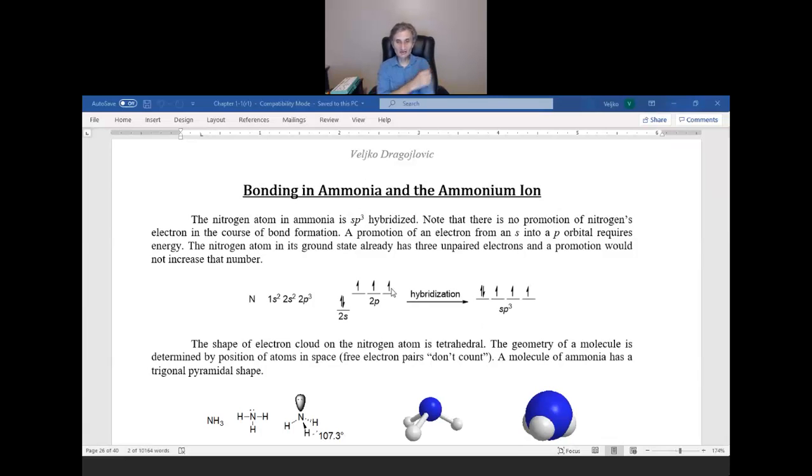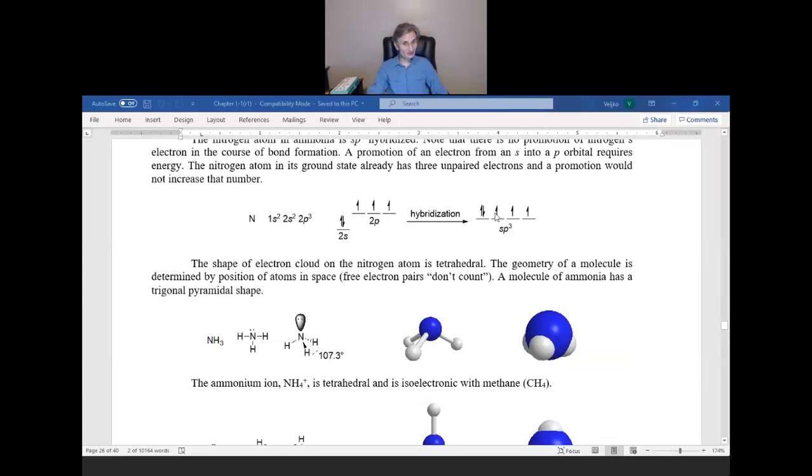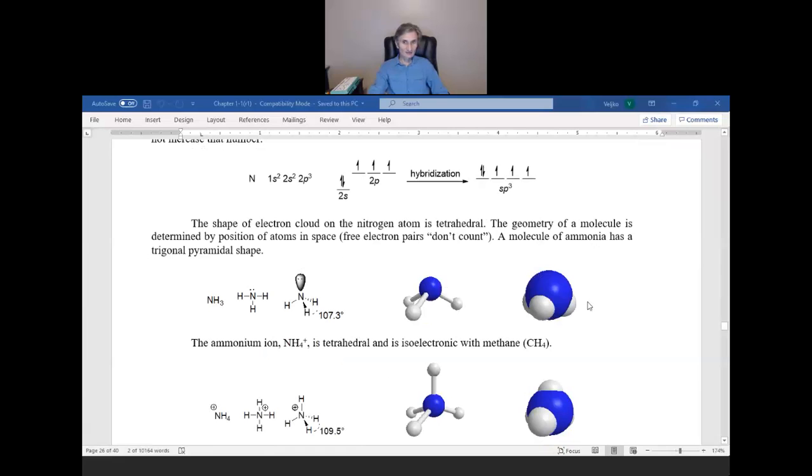So just hybridization occurs to form 4 orbitals of equal energy and identical properties. So 4 hybrid sp3 orbitals, but only 3 of them can bond. And so 3 bonds to hydrogen are formed. This electron pair remains on nitrogen as a free electron pair. So geometry is trigonal pyramidal. You can see it from the model. We don't see the electron pair. And this is space filling.